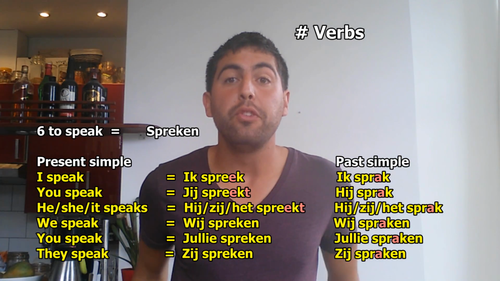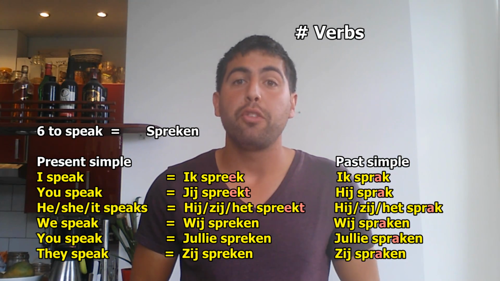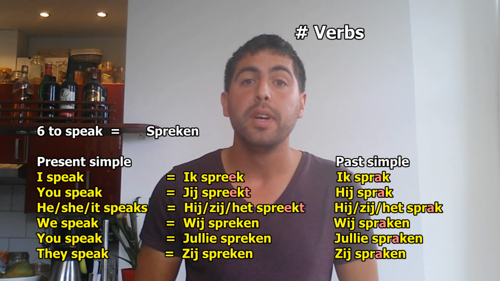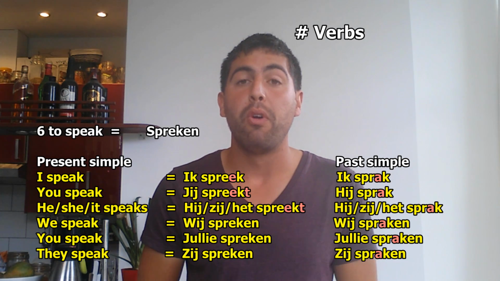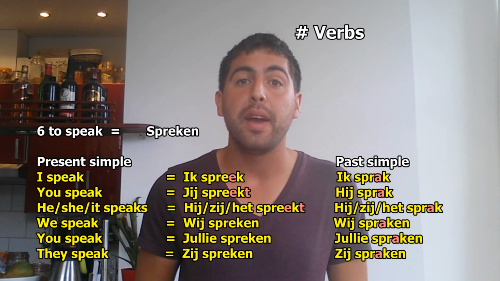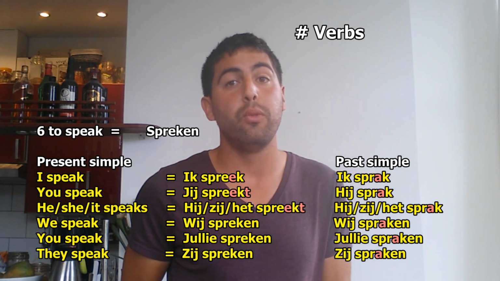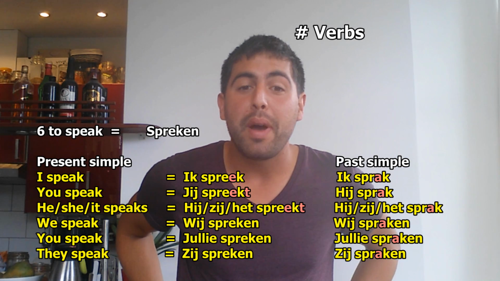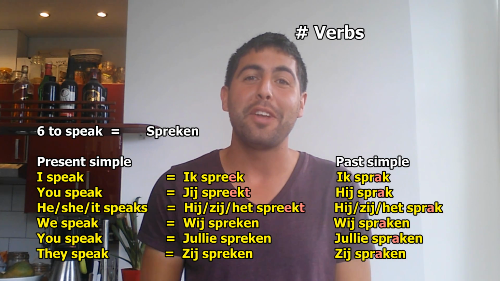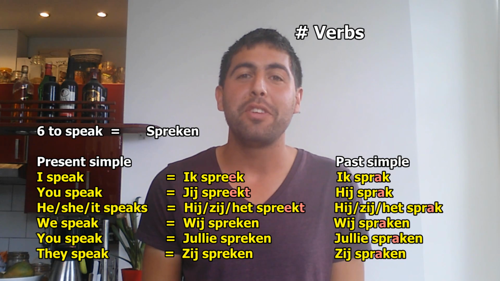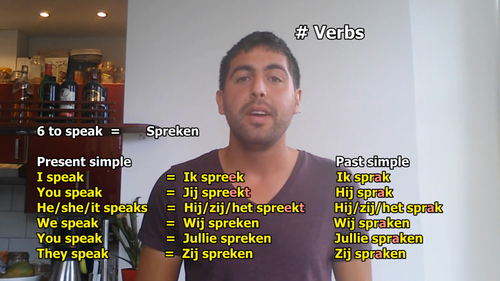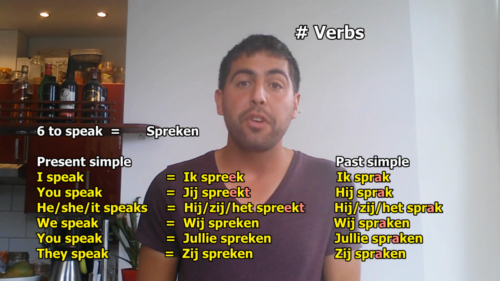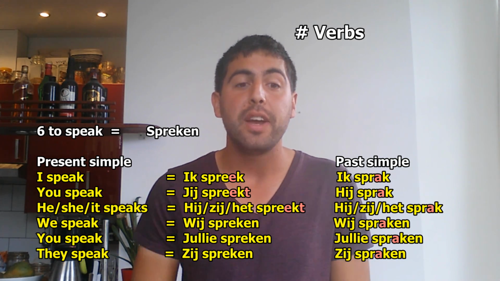Okay, now the verb to speak. I want to compare it with the last verb because you see that it has the same rule like the last verb in the present simple. As you see, it gets one vowel more in the I, you, he, she and it form, and it's plural in the we and they form. So that's the same, but in the past simple it's an exception, so that's why I also want to show it. So it's not spreekte but sprak. It's not spreekten but spraken. It's an exception.